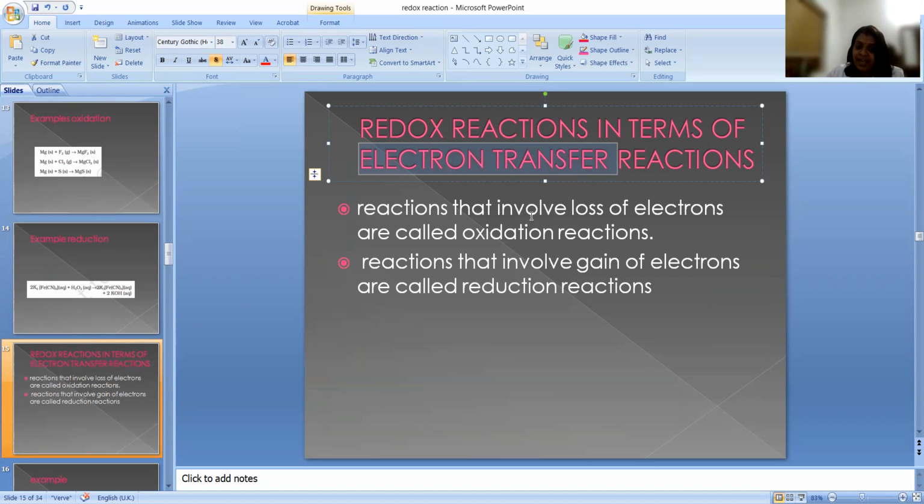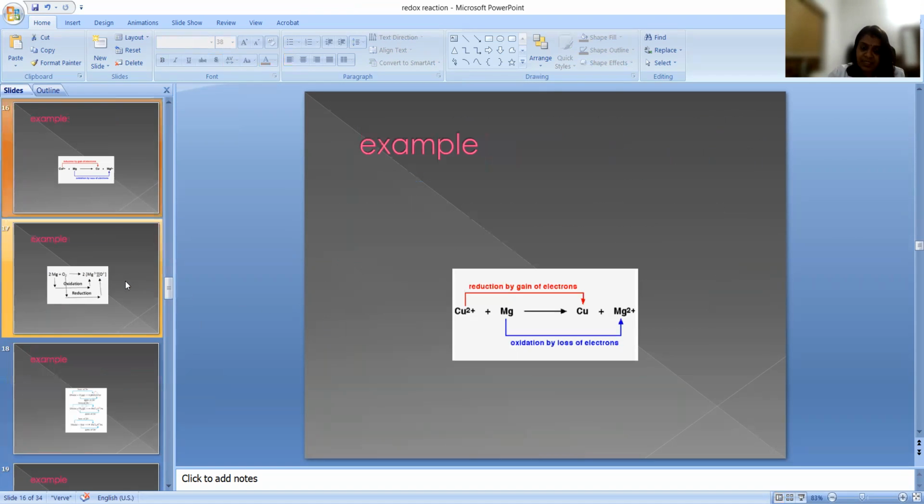Okay. Reactions that involve loss of electrons are called oxidation reactions, and reactions that involve gain of electrons are called reduction reactions. Loss of electrons is oxidation and gain of electrons is reduction. Okay, let us see the examples.